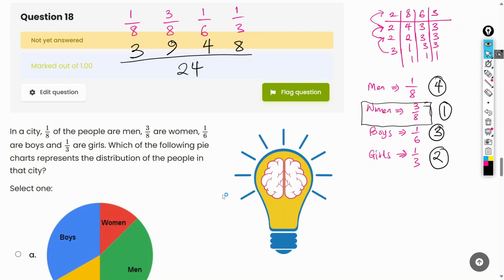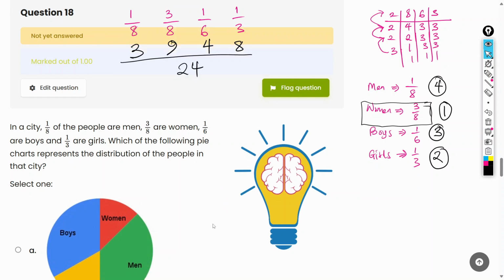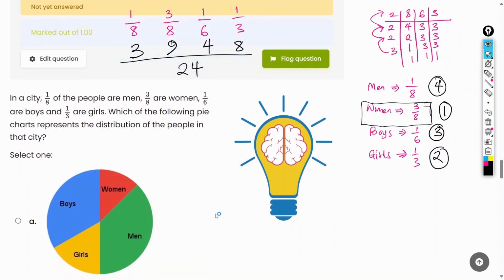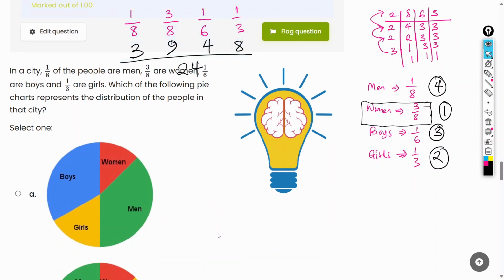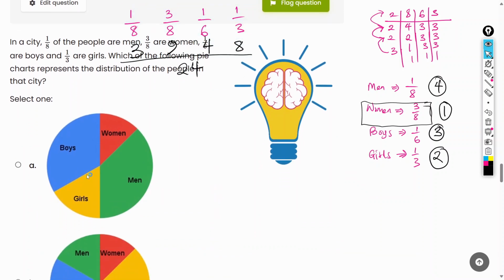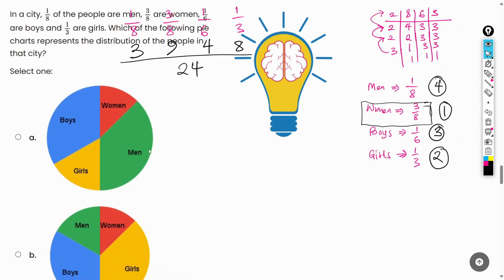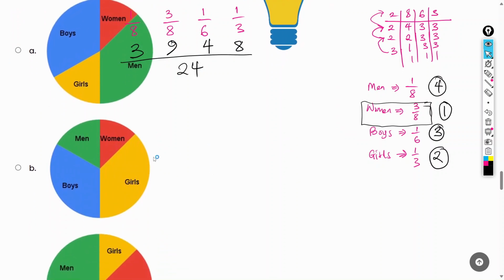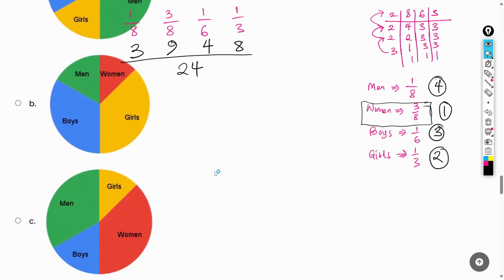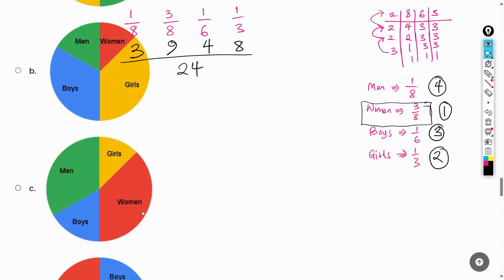So it means that if we examine our pie chart, women should take the bigger space. It doesn't look like it's happening here. Women should take the bigger space, men should take the smaller space. That's not happening here. That's not happening here either. Women have the biggest space here, but men do not have the smallest space.